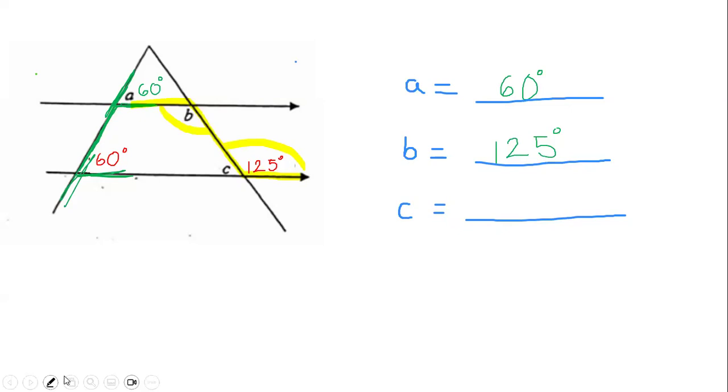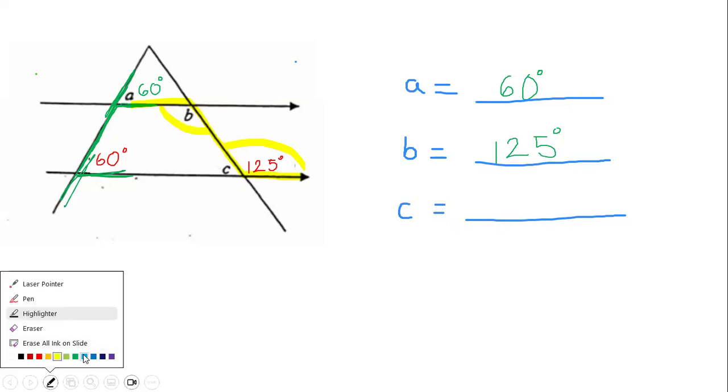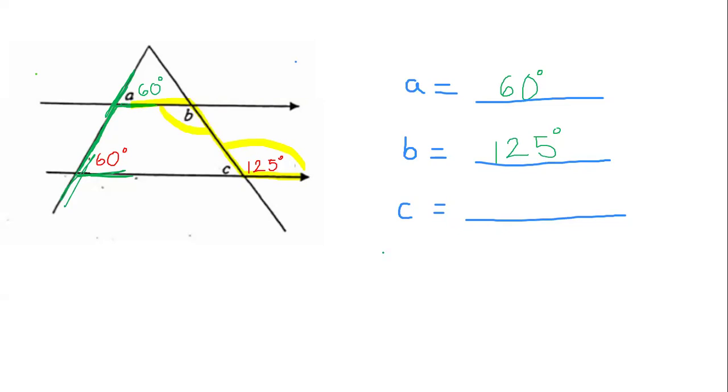Finally, what is C? 55. How did y'all get that? We subtract 125 from 180. So it's going to be 10 minus 5, what is that? 5. 7 minus 2 is 5.